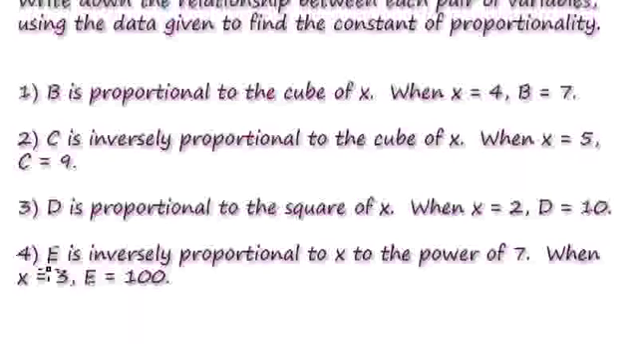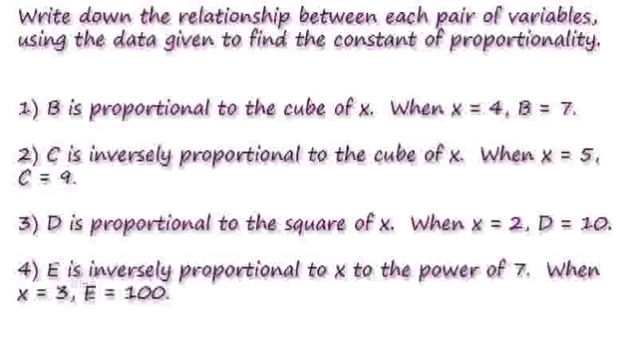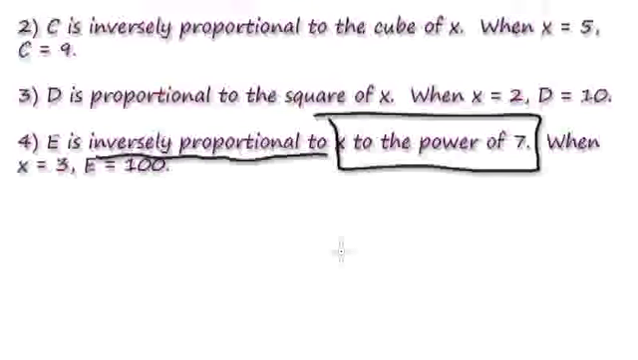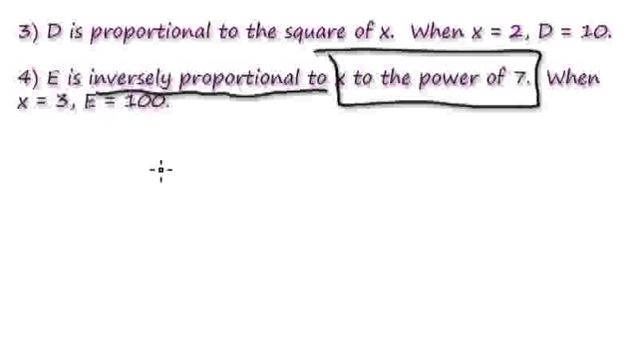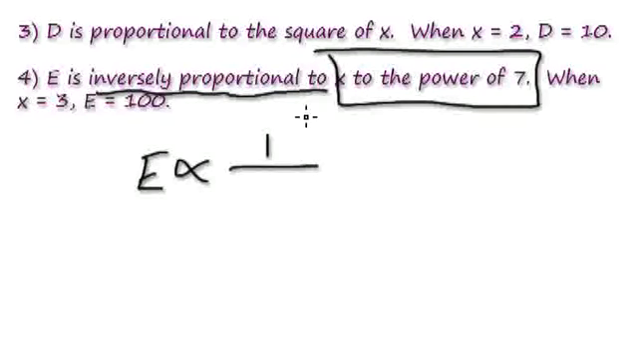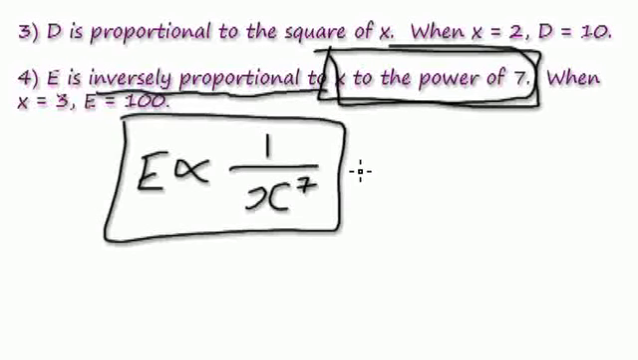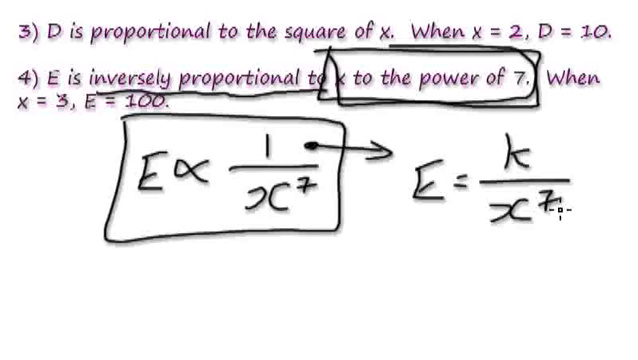Okay. All right. So question 4 here. E is inversely proportional to whatever this thing is here. You can write this as E is inversely proportional to x to the power of 7. Now once you're here, you can visualize this inside your mind. E equals a certain constant over x to the power of 7.